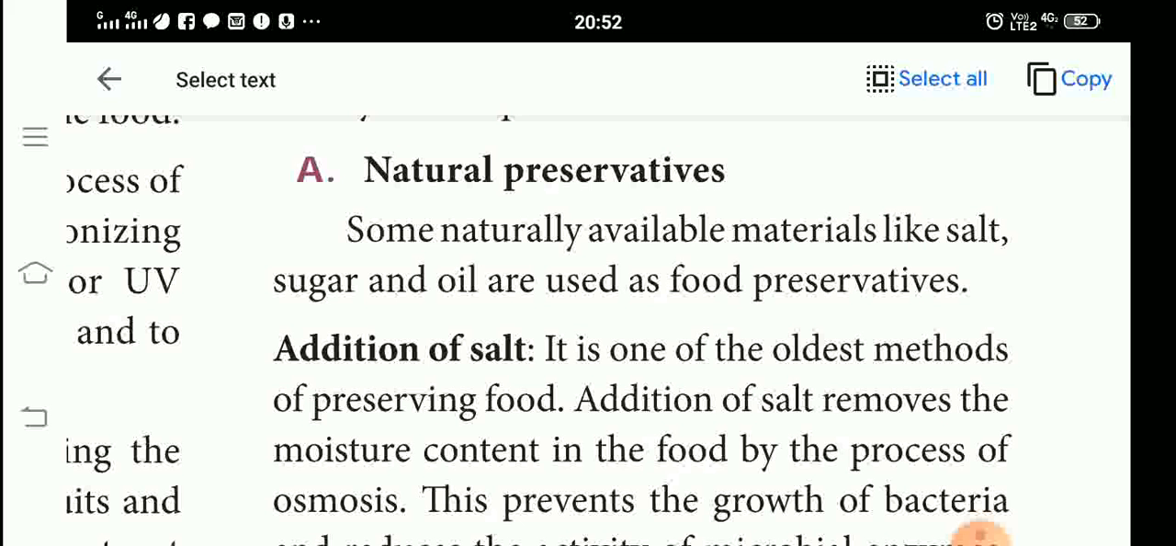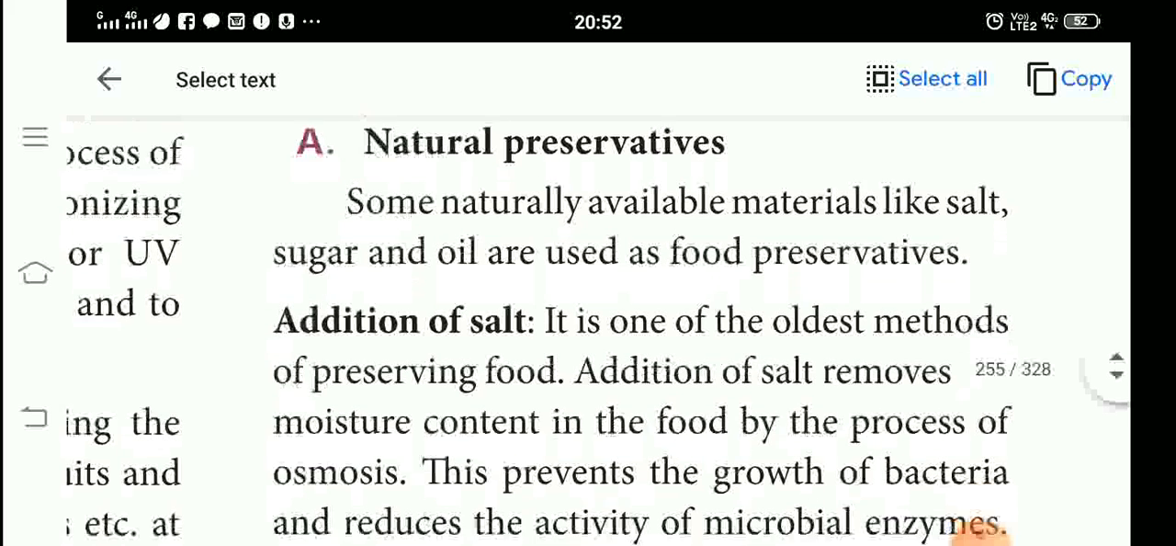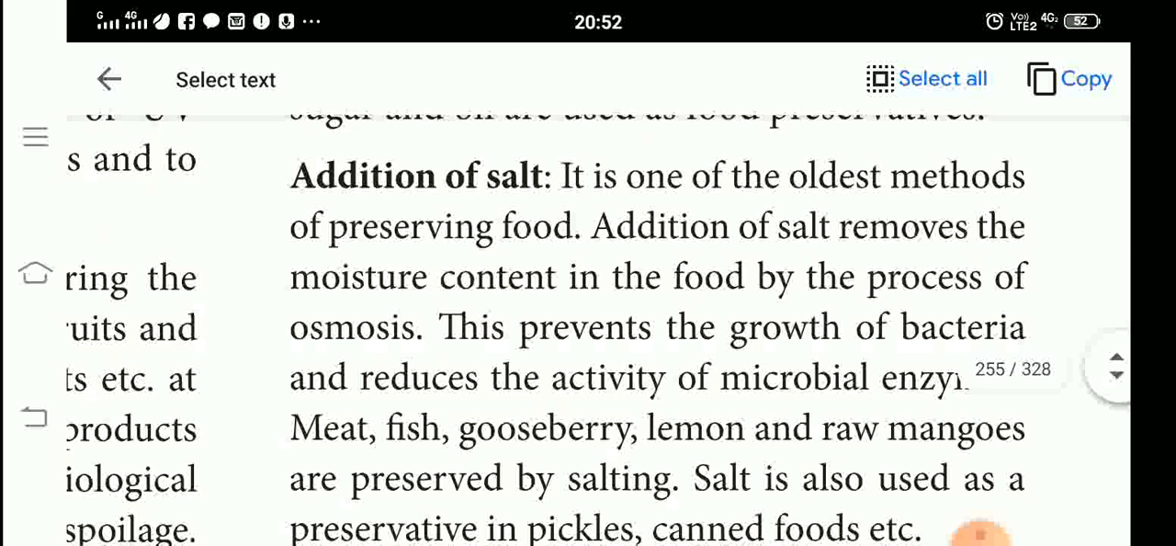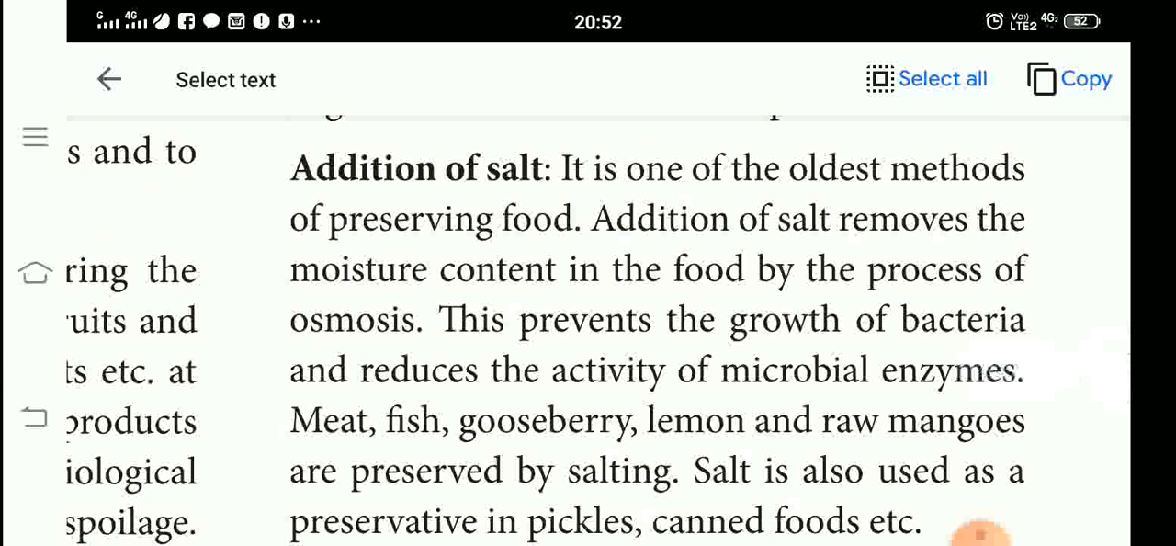It avoids spoilage, and we can use the pickle for long term storage, isn't it? If we use a very small amount of oil, what will happen? The pickle will be easily dried and it will be easily spoiled. This is a very good example of natural preservation. Okay, that is the addition of salt. It is one of the oldest methods of preserving the food. Addition of salt.